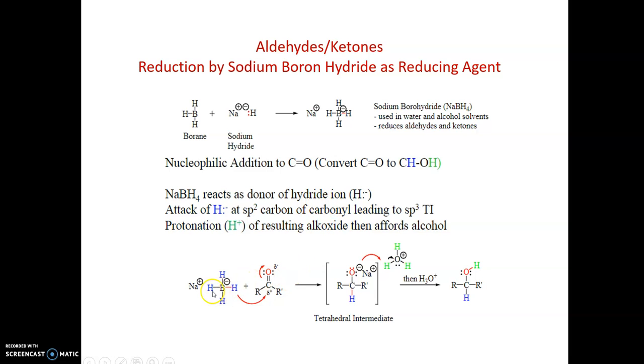The hydride ion, which is produced from sodium borohydride, attacks the sp2 carbonyl carbon, leading to an sp3 tetrahedral intermediate. This is followed by the addition of a proton, or protonation, of this alkoxide ion, which results in the formation of the alcohol. This is the mechanism of reduction using sodium borohydride as a reducing agent for carbonyl compounds, that is, aldehydes and ketones.